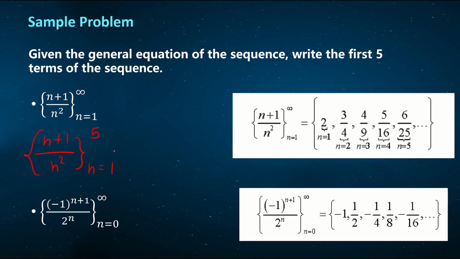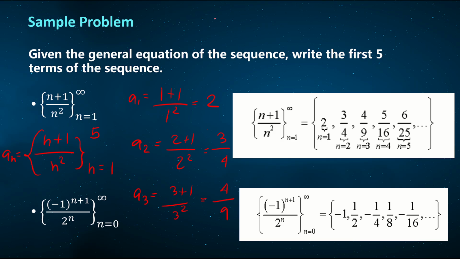It should be a sub n. For our a sub 1, the first term, we replace all n by 1, so we have 1 plus 1 over 1 squared, or simply that is equal to 2. Next, a sub 2, we have 2 plus 1 over 2 squared, or simply 3 over 4. A sub 3, we have 3 plus 1 over 3 squared equals 4 over 9.